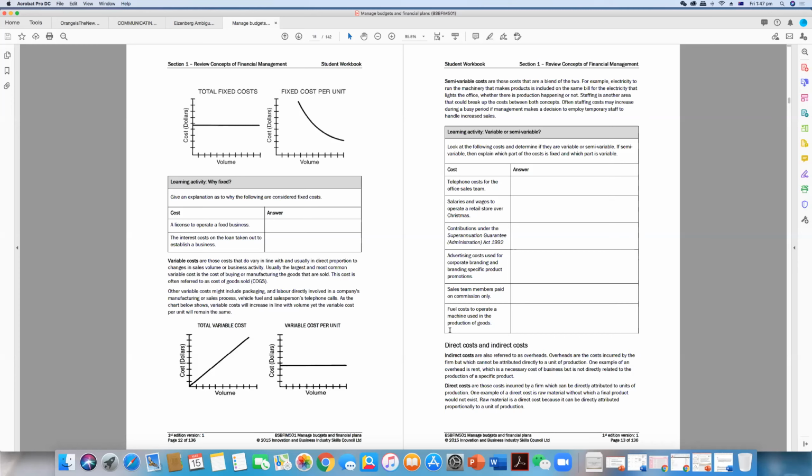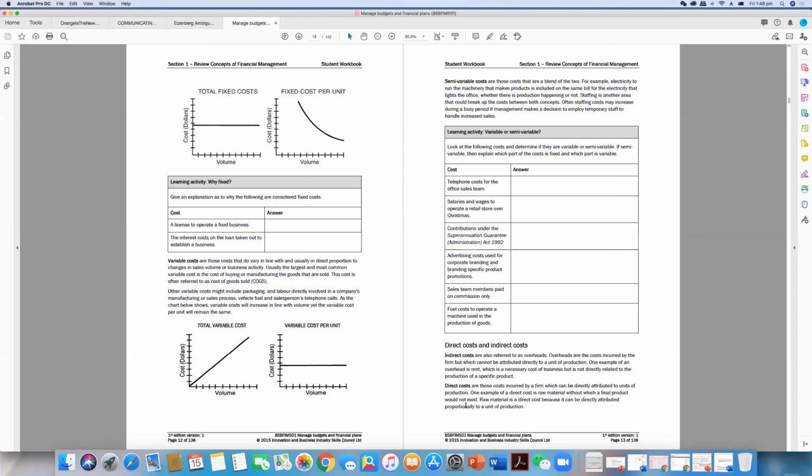And then we can also categorize the cost into direct cost and indirect cost. Indirect cost, you often call it overhead. Please remember, overhead is another term for indirect cost. Overheads are the costs incurred by the firm, but which cannot be attributed directly to a unit of production. For example, rent, which I already mentioned. So rent is an indirect cost, but also a fixed cost.